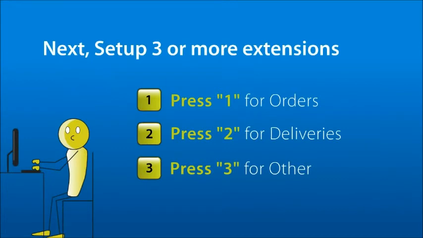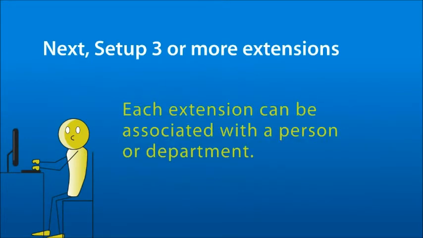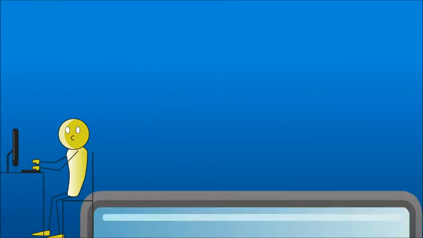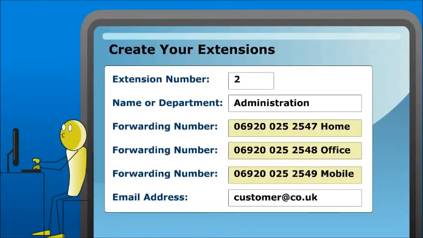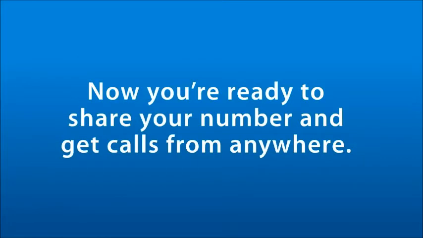Next, create three or more extensions. Each extension can be associated with a person or department. Each extension can also route calls up to three lines. Now you're ready to share your e-receptionist number with others and get your calls from anywhere.